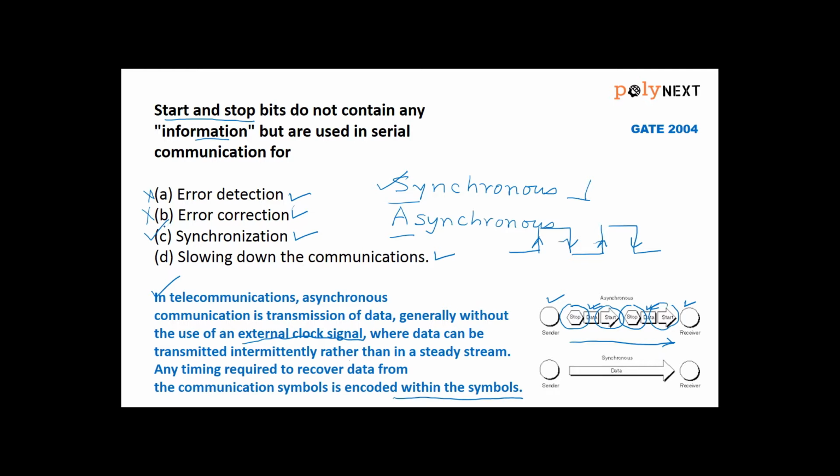The receiver must understand that data is coming. Whenever the receiver senses the start bits, it will get the idea that yes, the data is going to start being transmitted. This is the data part and these are the stop bits. Slowing down the communication is not a valid option here, so I shall be discarding this one. I shall be sticking with option C: the start and stop bits do not contain any information but are used in serial communication for synchronization purposes. Thanks for watching this video.